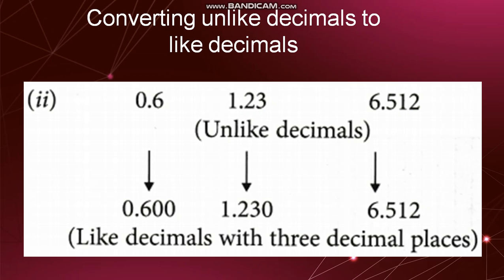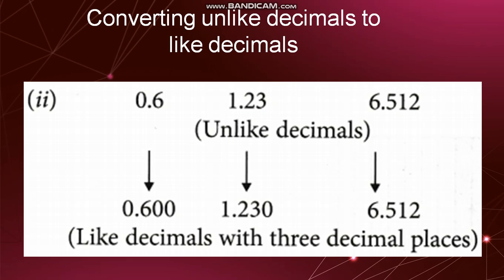So, converting unlike decimals to like decimals. How are you going to convert unlike decimals into like decimals? As you can see here, it is 0.6, here it is 1.23, and 6.512. These three decimals are unlike, because after the decimal point you have one digit, two digits, and three digits. If you want to arrange them in order, you need to convert them into like. Whenever you convert a decimal or fraction into like, it becomes very easy to add, subtract, or compare them. So I am going to convert these unlike decimals into like decimals.